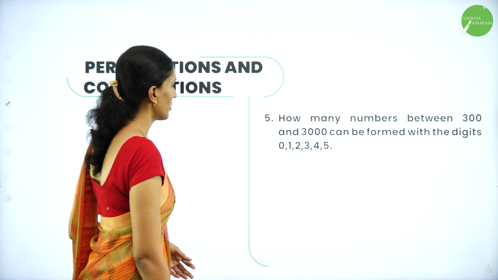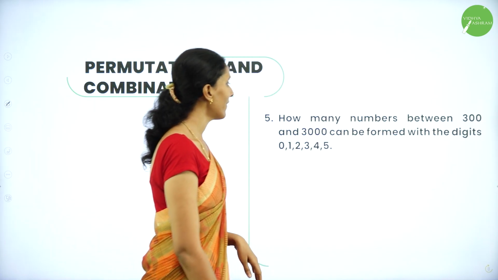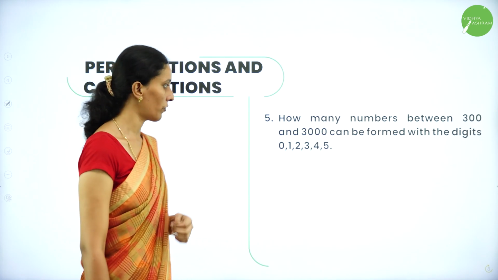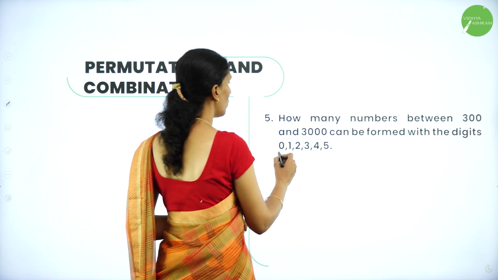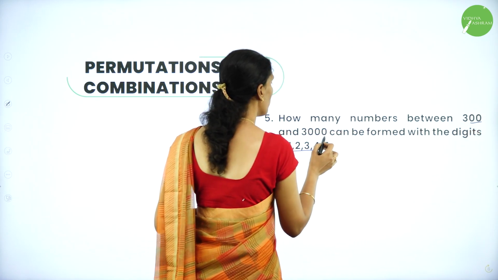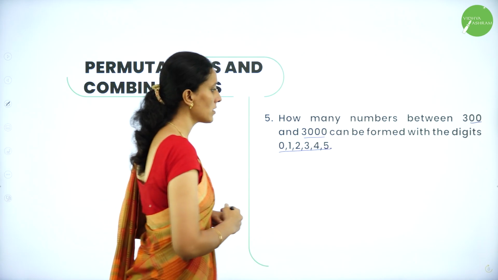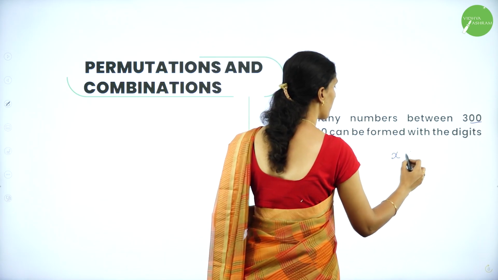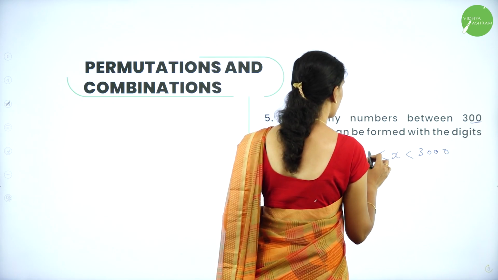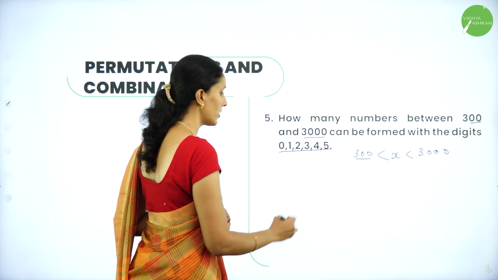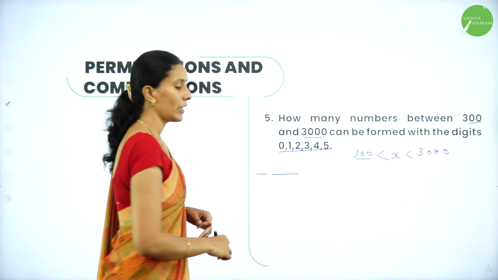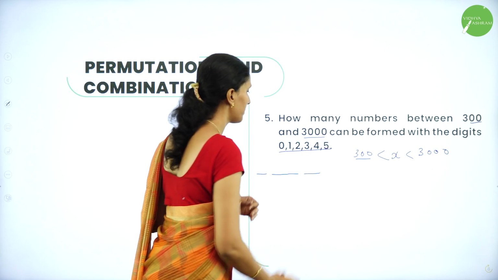So my next question is, how many numbers between 300 and 3000 can be formed with the digits 0, 1, 2, 3, 4, 5? So we have 0, 1, 2, 3, 4, 5. First we have to form 3-digit as well as 4-digit numbers. So the number must lie between 300 and 3000. Let me first form 3-digit numbers, 1, 2, 3.